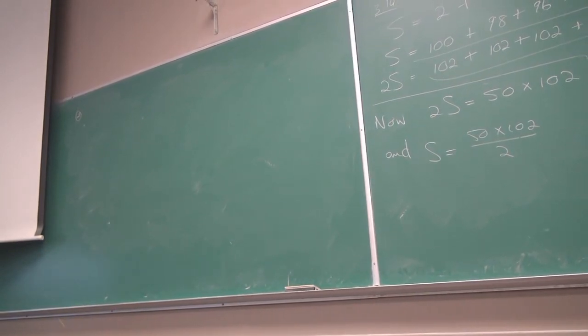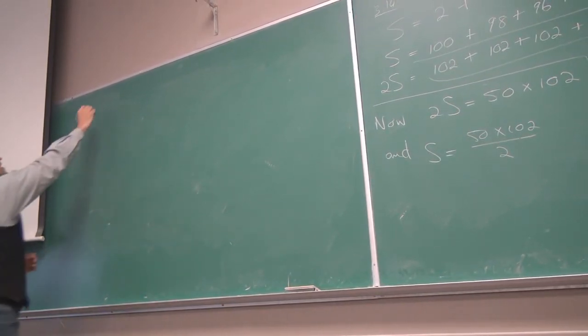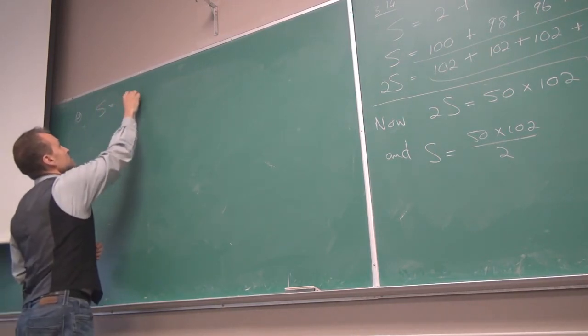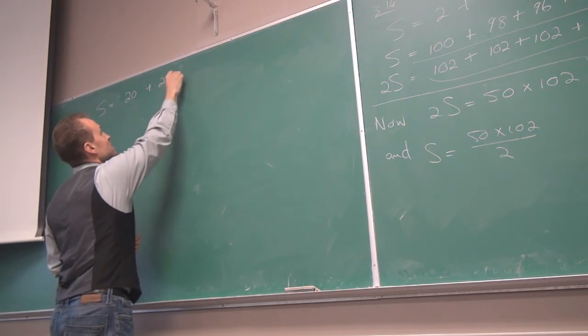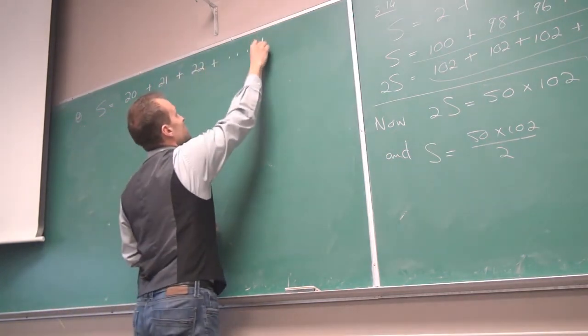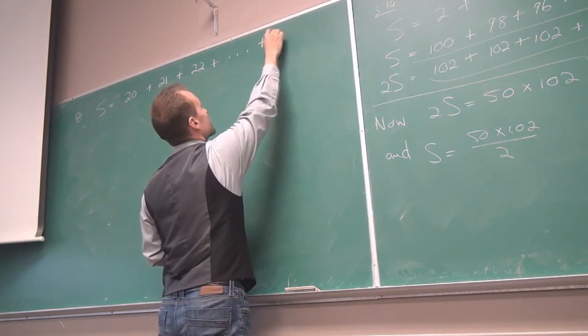It has 20 plus 21 all the way to 40. Let's call it S again. It's the same kind of problem. 20 plus 21 plus, I'll go one more, 22 plus, what's the one right before, 40.